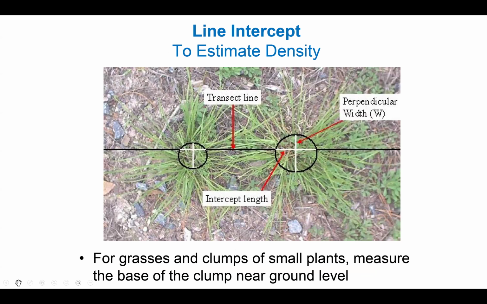Again, here's another concept for estimating density for a transect line. This is some sort of weed or plant, and we're looking at width and intercept length. You want to always measure the base for plants because they stick out and that doesn't really count. We're looking at the base down here.